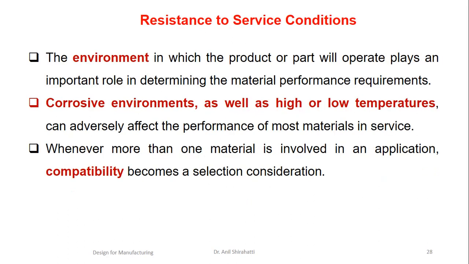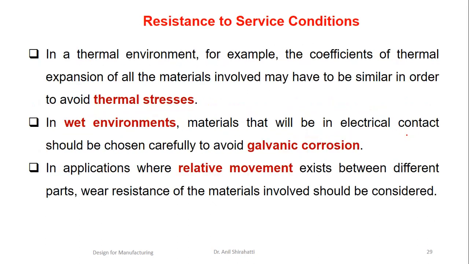The last one is resistance to service condition. The environment in which the product or part will operate plays an important role in determining the material performance requirement. Corrosive environment as well as high or low temperature adversely affect the material performance in service. Whenever more than one material is involved in the application, compatibility becomes a selection consideration. For example, if the temperature is let's say 250, I have to go for mild steel or stainless steel. I may not go for a plastic in that case.